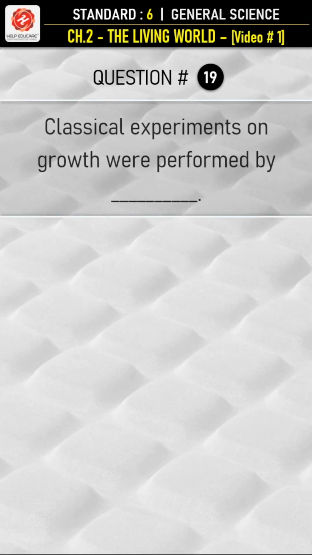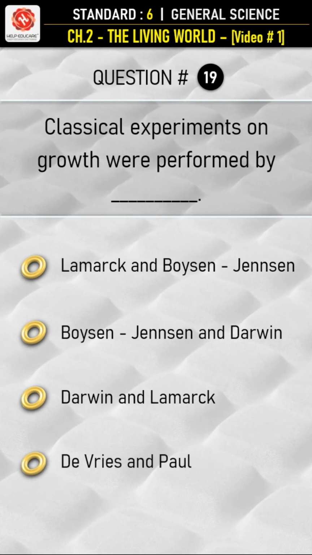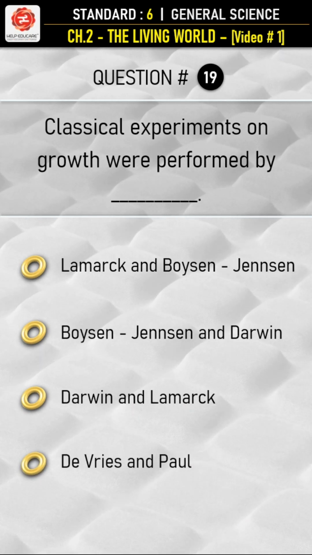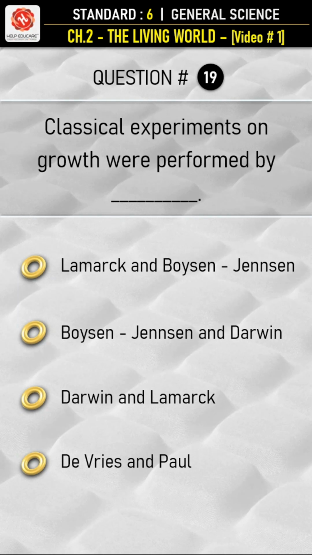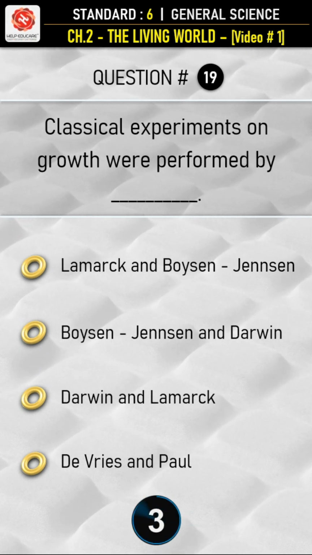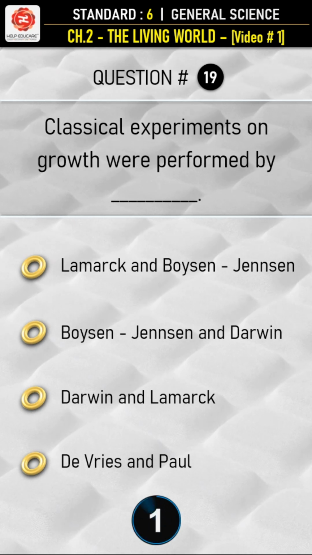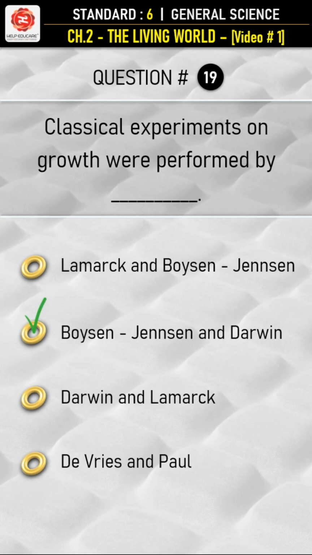Question number 19. Classical experiments on growth were performed by dash. First option, Lamarck and Boysen-Jensen. Second option, Boysen-Jensen and Darwin. Third option, Darwin and Lamarck. Fourth option, De Vries and Paul. Answer will be shown after 5 seconds. Your time starts now. Correct answer is Boysen-Jensen and Darwin.